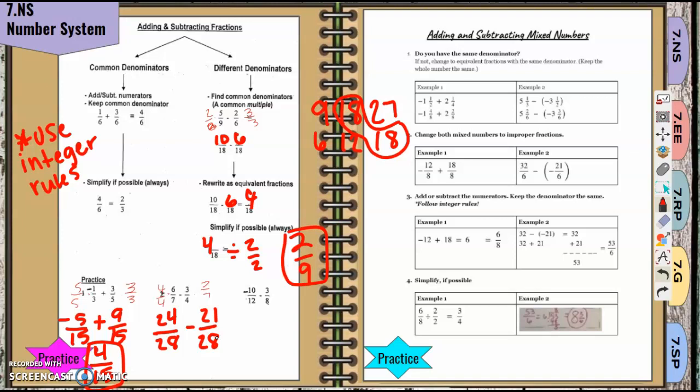Now that I have a common denominator, I subtract my numerators. Now we know that when we subtract, we use additive inverse to do keep, change, opposite. But if I have something like 24 minus 21, I know that 24 minus 21 is 3. So I can just go ahead and do that and get 3 over 28. If you need to do 24 plus negative 21 to stay in the habit of using additive inverse, that's fine. You're going to get the same answer.